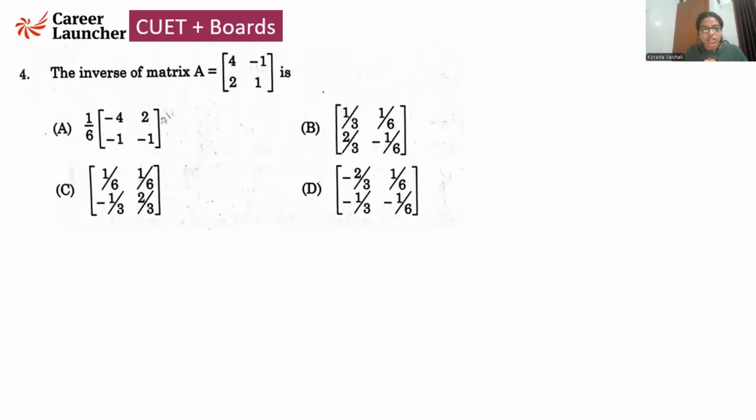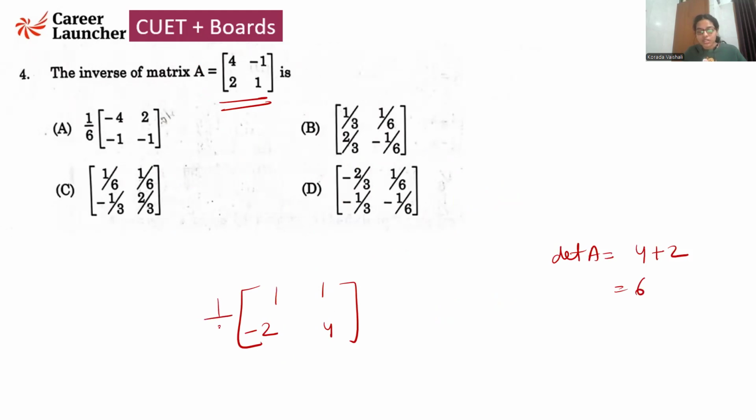The next question is the inverse of the matrix A, where we are given the matrix. In short, what we can do is shuffle the diagonal elements, and I change the signs along the other diagonal. And what is my determinant over here? The determinant of A is 4 plus 2, which is 6. So this is nothing but my inverse. I have 1 by 6 as the first element, which is option C. So I don't have to calculate the rest of the elements.